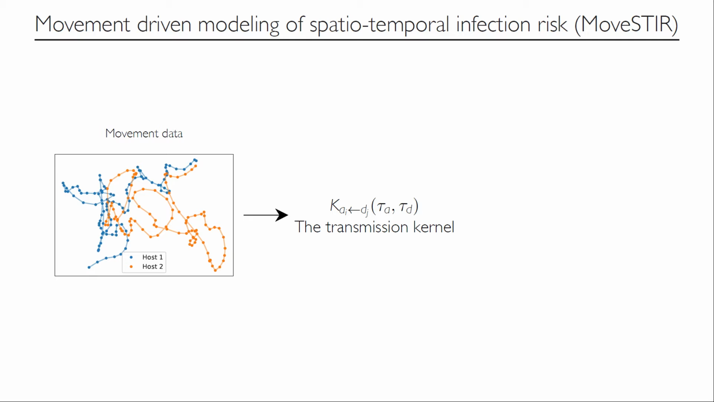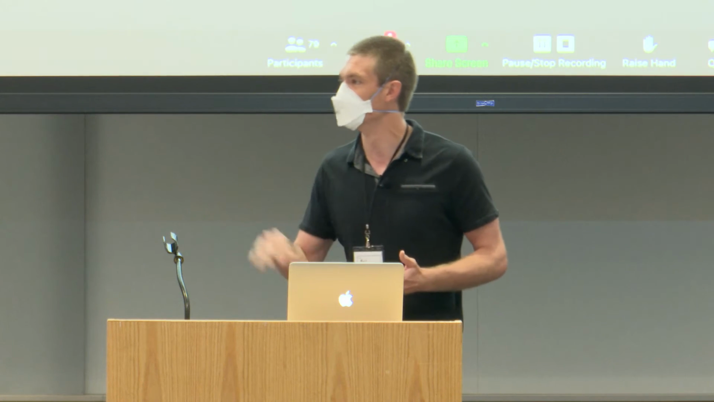Now that we have our movement data, we need to transform it into a transmission kernel, an epidemiologically grounded transmission kernel. These transmission kernels are really the meat, or the scaffolding, on which Movester is built. So how do we do that? Well, we have to think about what a contact is. How do we define a contact in terms of movement trajectories?